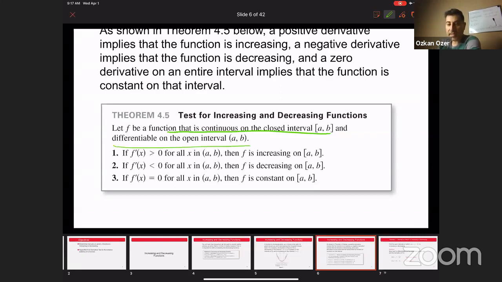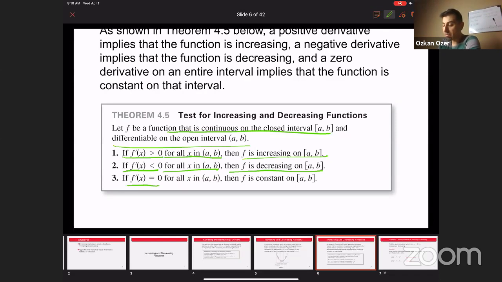Then what can we say about increasing, decreasing behavior by looking at the first derivative of the function? Okay, let's check. If f prime is positive for all x in the open interval AB, then we can conclude that f is increasing on the closed interval AB. If the sign of f prime is negative for all x in the open interval AB, then we can immediately conclude that f is decreasing on the closed interval AB.